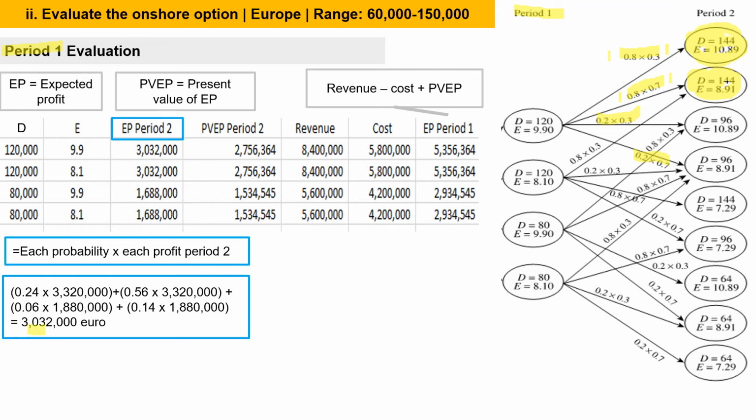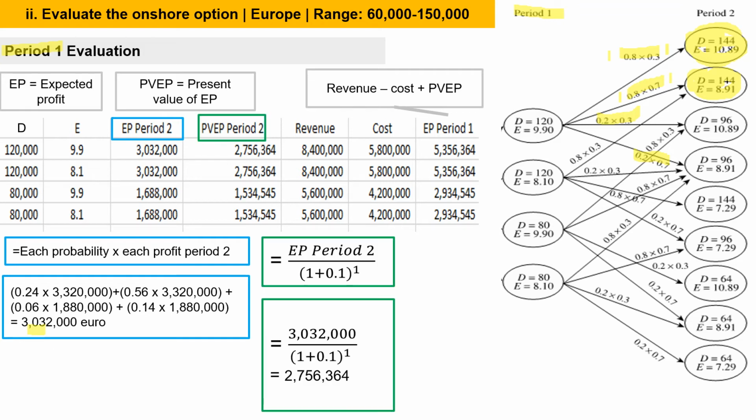So for this column, it is the same. And then for the PVEP, the formula is the EP in the previous column divided by 1 plus 0.1 squared by 1. So for example, in this node, the PVEP is 3,032,000 euro divided by 1 plus 0.1 squared by 1, and we got this number.